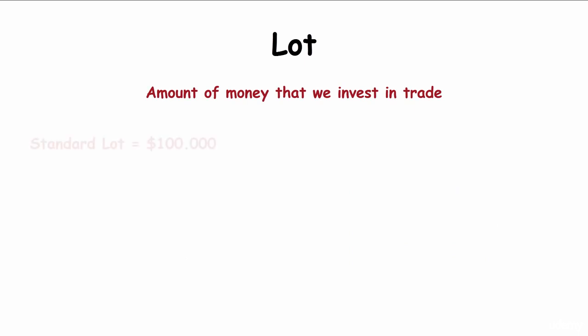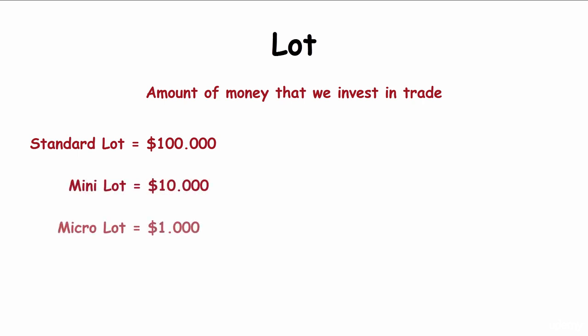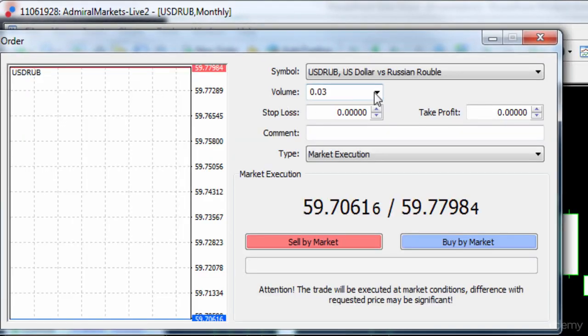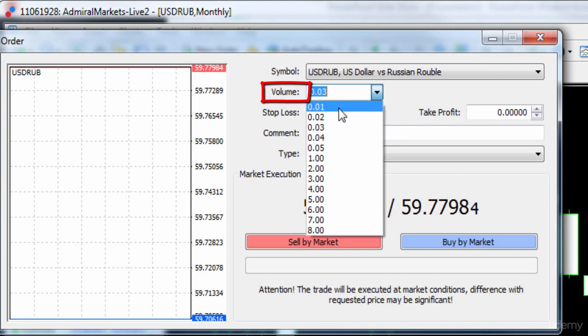Lot. Lot represents the size which measures the amount of money we invest in each trade. One of the standard lot sizes is 100,000 US dollars. In addition to the standard lot, there is a mini lot that is 10,000 US dollars and a micro lot that is worth 1,000 US dollars.